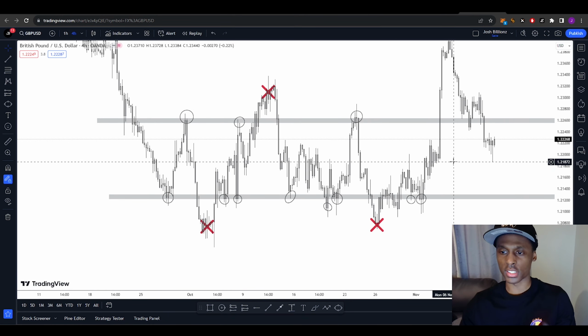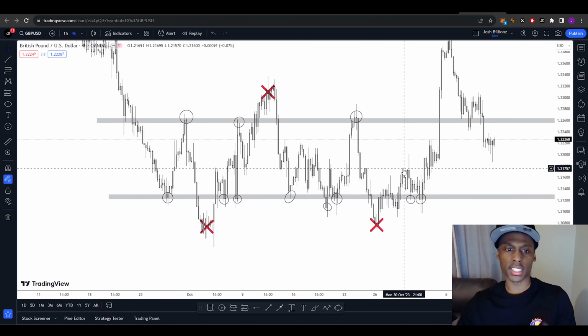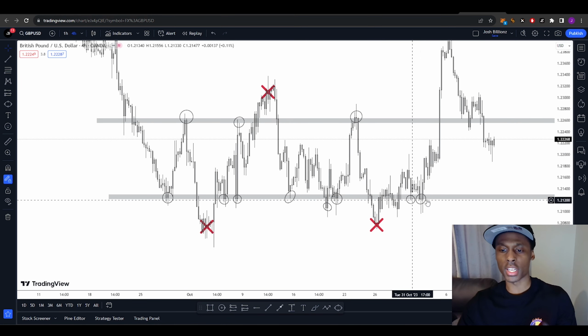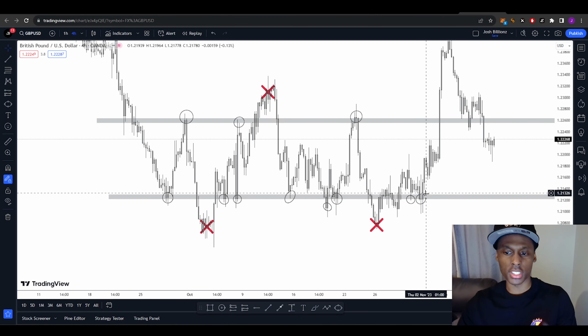Then what we wanted to see was, like I teach in my group and people that are in my group, when there's a range, there's always levels made within a range. So when price is ranging, I don't always want to enter at support, because a lot of the time you can get faked out.